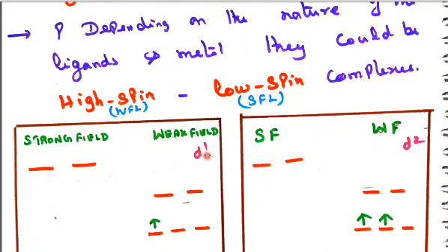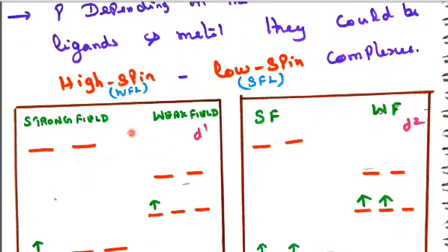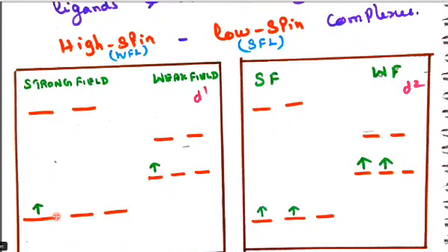First we will fill a d1 electron. If it is a strong field, there is an energy gap between t2g and eg. So the electron will fill in the t2g first.